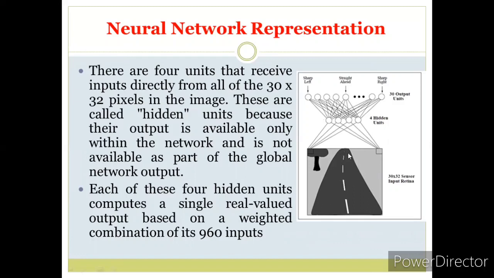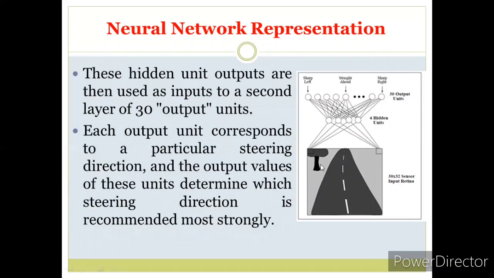A weighted sum combination is given to the hidden unit, and the computation is performed and given to the respective output units, as we can show here: sharp left, straight ahead, and sharp right. The hidden unit outputs are then used as input to the second layer of 30 output units. Each output unit corresponds to a steering direction, and the output values of these units determine which steering direction is recommended most strongly, either left, right, or straight ahead.